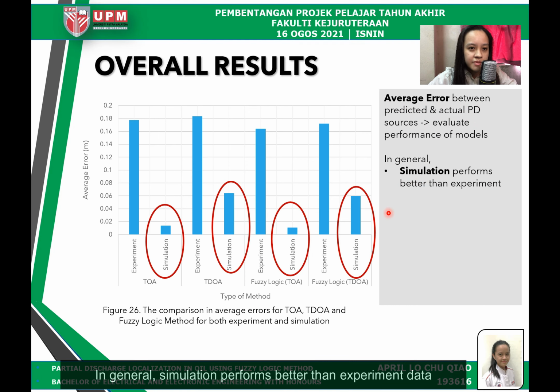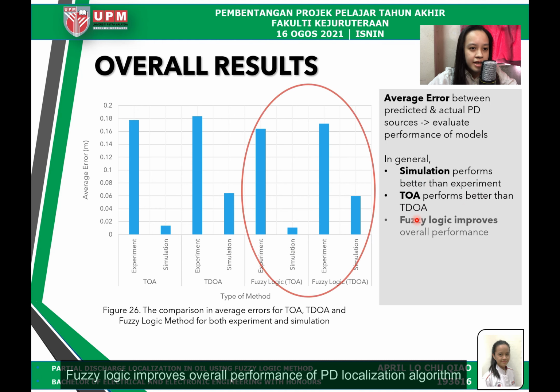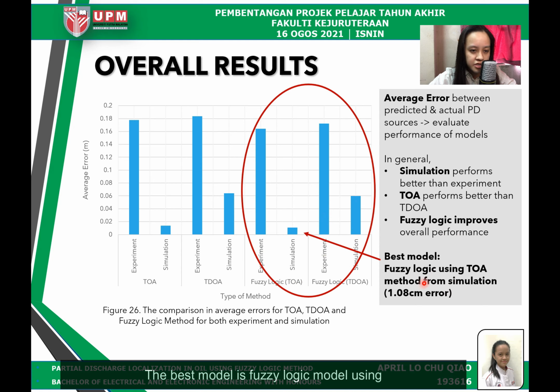In general, simulation performs better than experiment data. TOA performs better than TDOA, and fuzzy logic improves the overall performance of the PD localization algorithm because you can see that there is lower error using the fuzzy logic method. The best model is the fuzzy logic model using the TOA method from simulation with only 1.08 cm error.